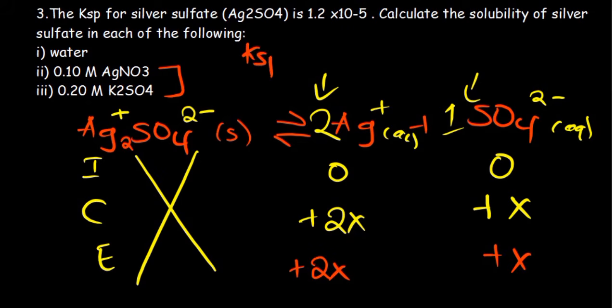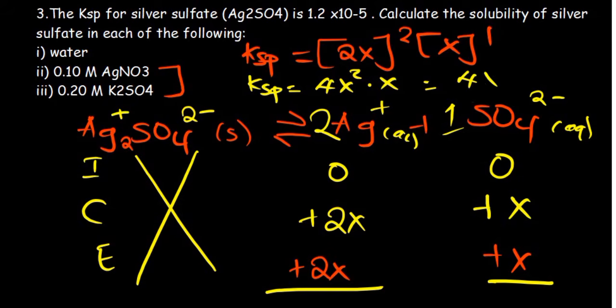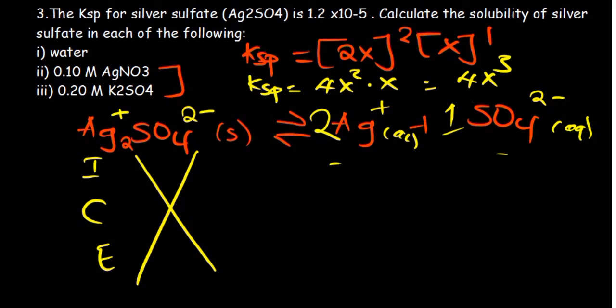Writing our KSP expression, it's going to be 2x to the power 2 and then x to the power 1. So raise the equilibrium concentrations to the coefficients in the equation, and that's what we've basically done. So that is our KSP expression. Our KSP is going to be 2x squared, which is the same as 4x squared, times x, which is going to be 4x to the power 3. Allow me to now clear this part to help me simplify everything. So our KSP is equal to 4x to the power 3.